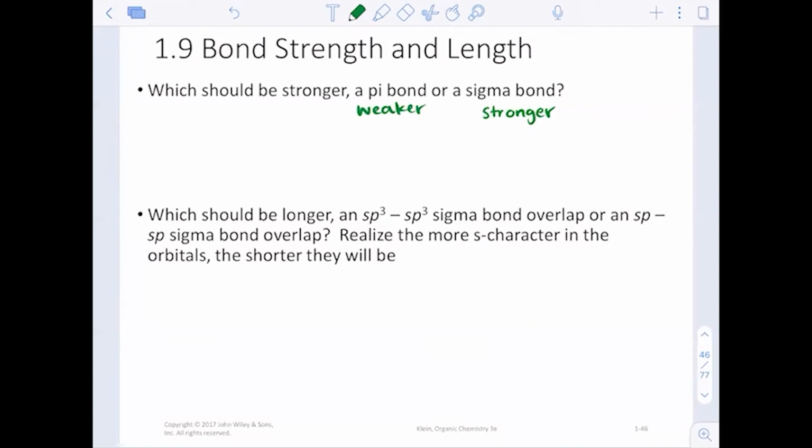Now, when we think about which one should be longer, the sp3 sigma bond or the sp sigma bond, the more s character, the shorter the actual orbital is itself. And so the sp3 to sp3 is a longer bond, because that orbital is actually longer, less s character, less like a sphere.